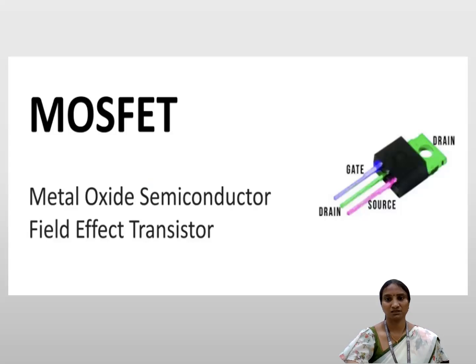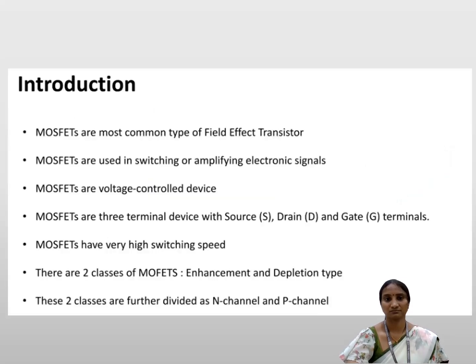Coming to the terminals, basically three terminals will be there: source, drain, and the gate terminal, similar to the terminals which we have seen in the case of BJT. Some of the important points concerning the MOSFETs are that they are used in switching or amplifying controlling signals, and MOSFETs are voltage control devices.